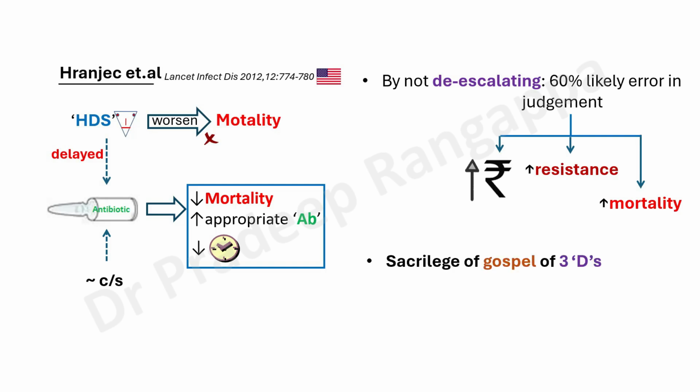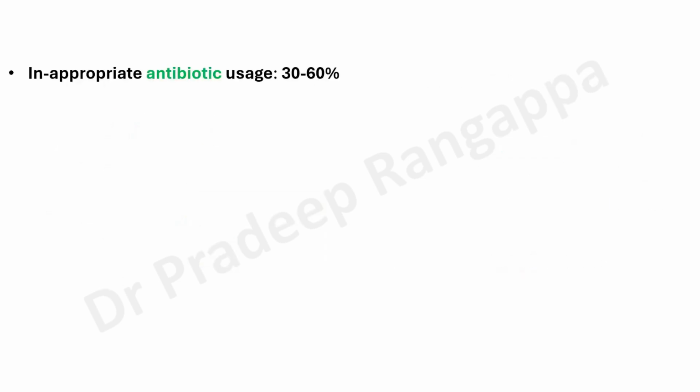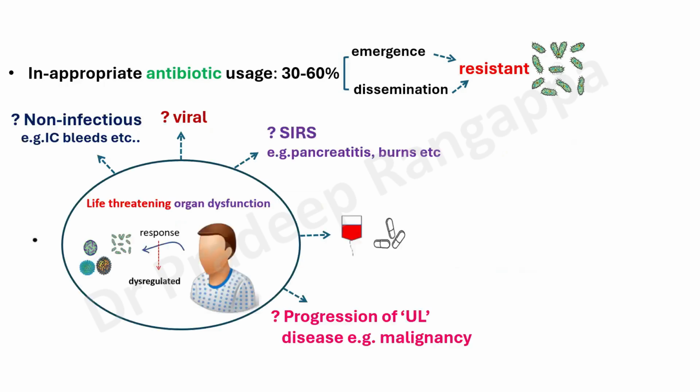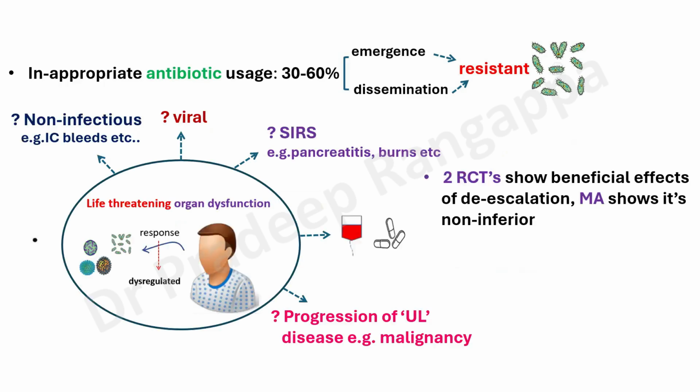And this would tantamount to sacrilege of the gospel of 4Ds that we embrace as a part of antimicrobial stewardship. And inappropriate antibiotics, so this is again just a revision: inappropriate usage of antibiotics is directly proportional to the emergence of resistance, and we end up using antibiotics for all this.